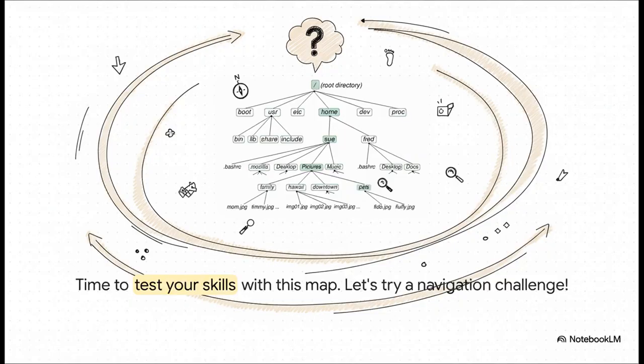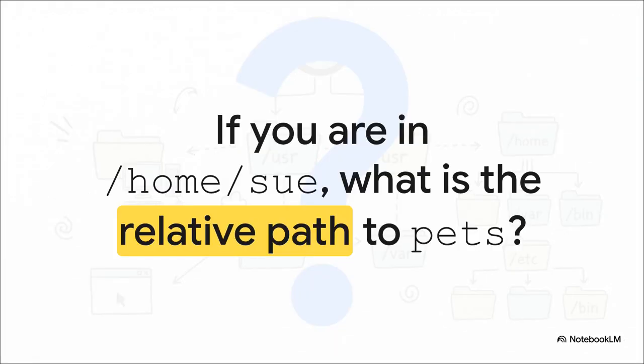All right, let's put this into practice. Let's pull up that file system map again. I think it's time for a little navigation challenge, just to make sure this all sticks. Okay, look at the map. Imagine you are currently inside Sue's folder, /home/Sue. Now, using a relative path, how would you get over to the pets directory?